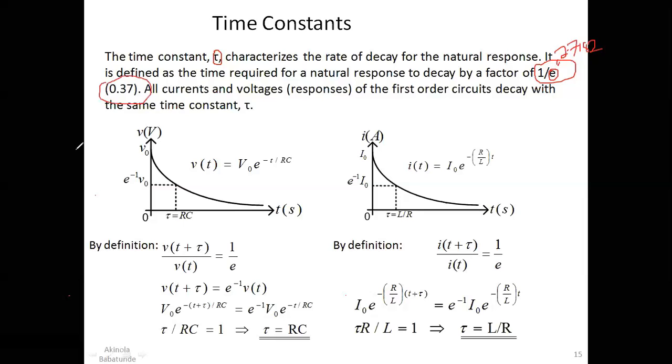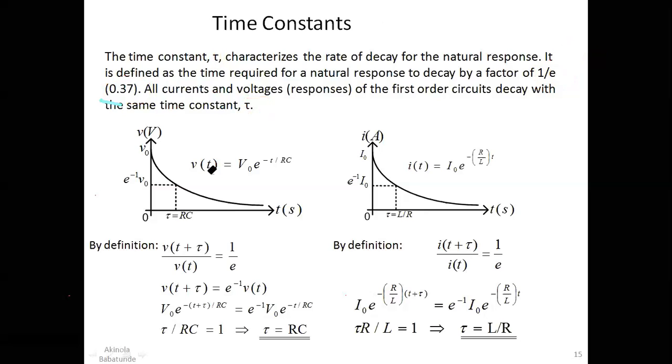All right, so all currents and voltages, in terms of the responses of the currents and voltages of the first order circuit, decay with time with the same time constant tau. This is very important, so let's pay attention to that.